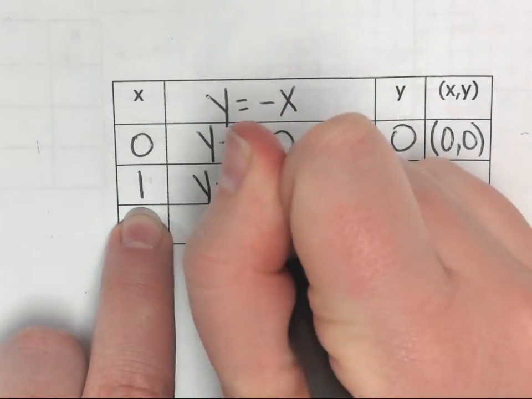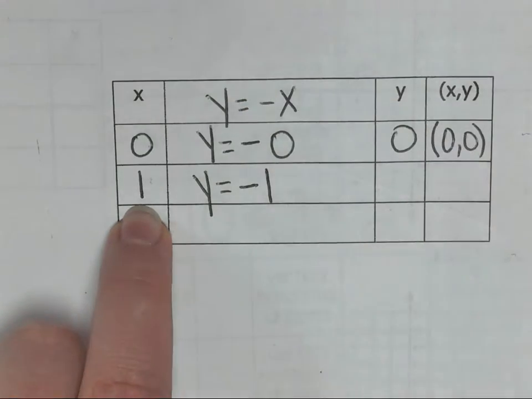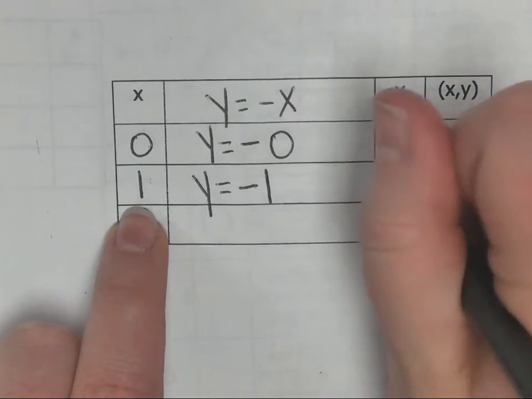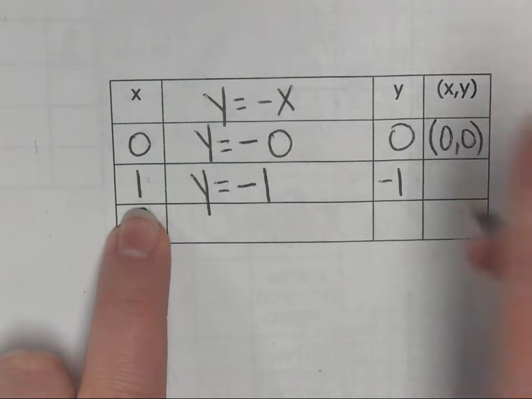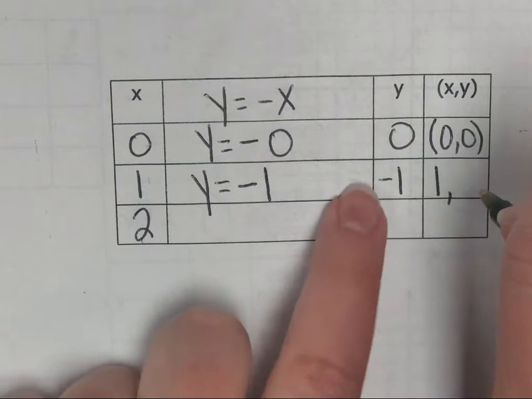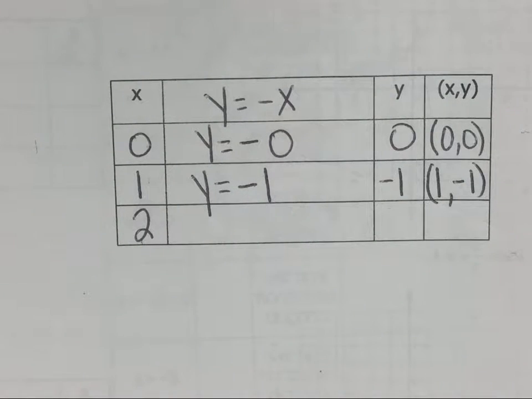Y equals negative, because there's a negative there, and this time x is 1. So y is equal to negative 1. Careful. The next one's negative 2. Careful. Our x value is 1. Our y value is negative 1. So 1, negative 1.